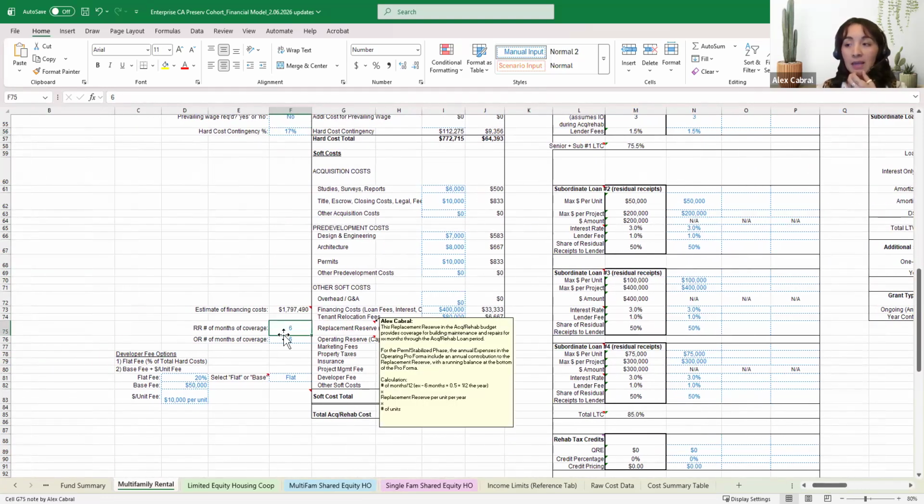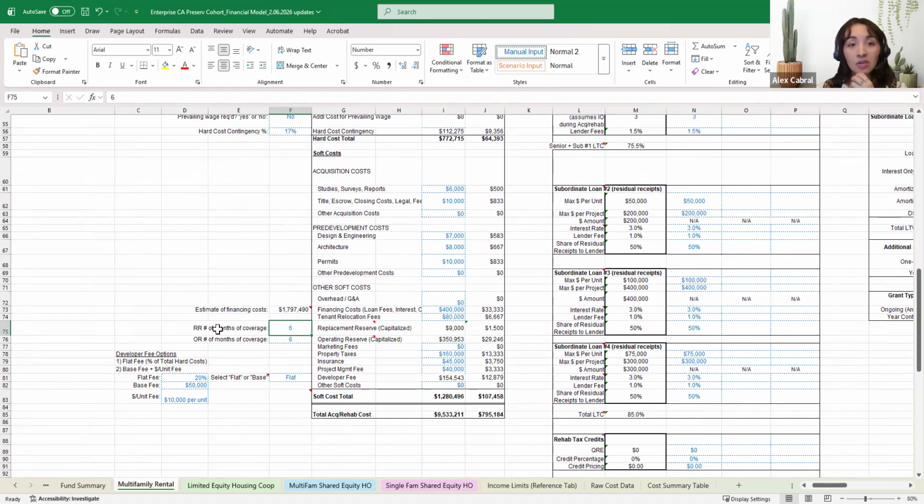Oftentimes, either your organization or a lender or funder will require a certain number of months for the replacement reserve and a certain number of months for the operating reserve, which are automatically calculated here, and they're multiplied by the figures in the operating assumptions table, which we'll get to shortly.